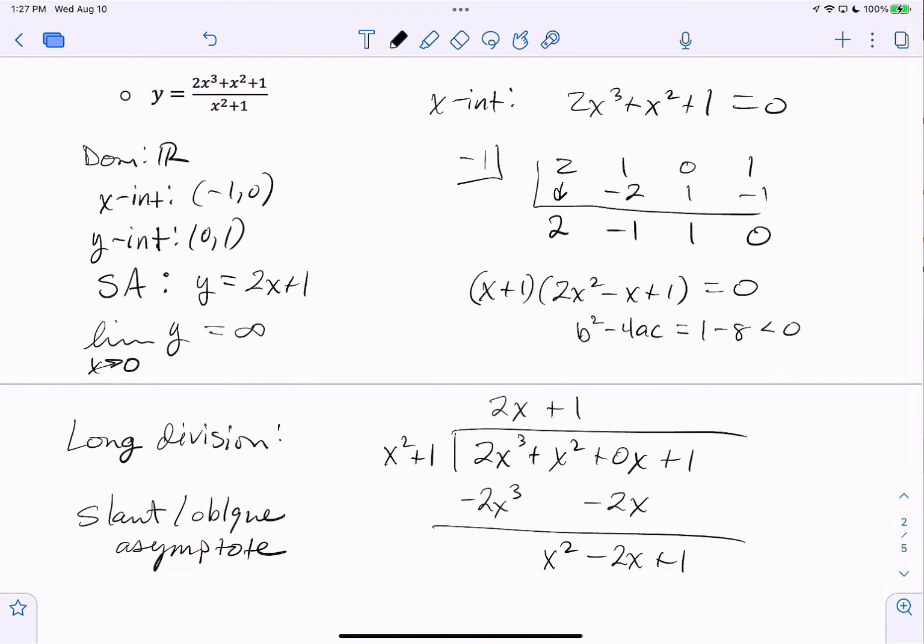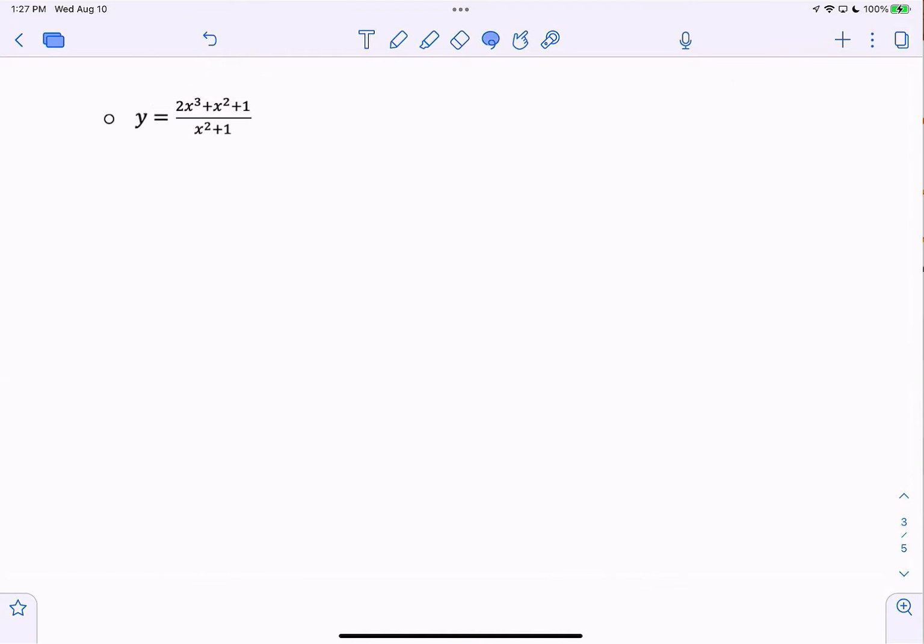Let's turn to the derivative. I've put the function in front of us again. What I would like for you to do is go ahead and find the first derivative and look at intervals of increasing and decreasing, and then come back when you're done.